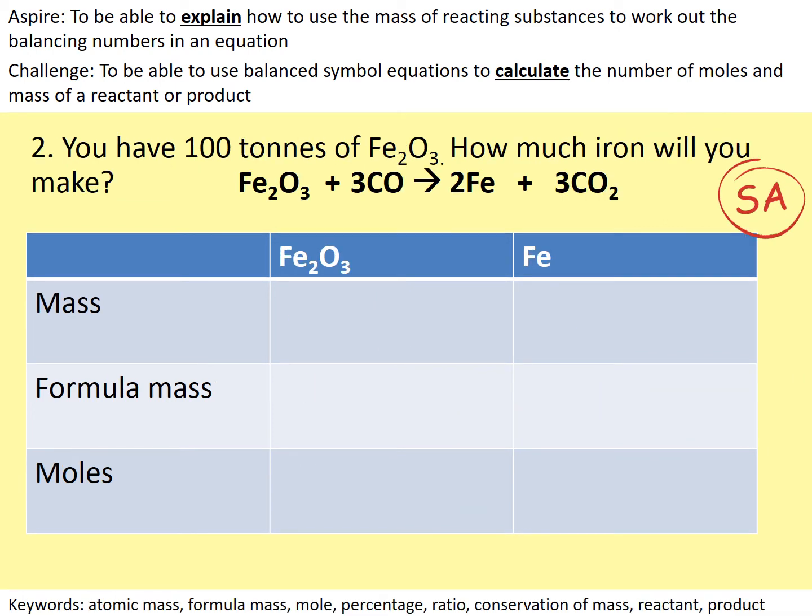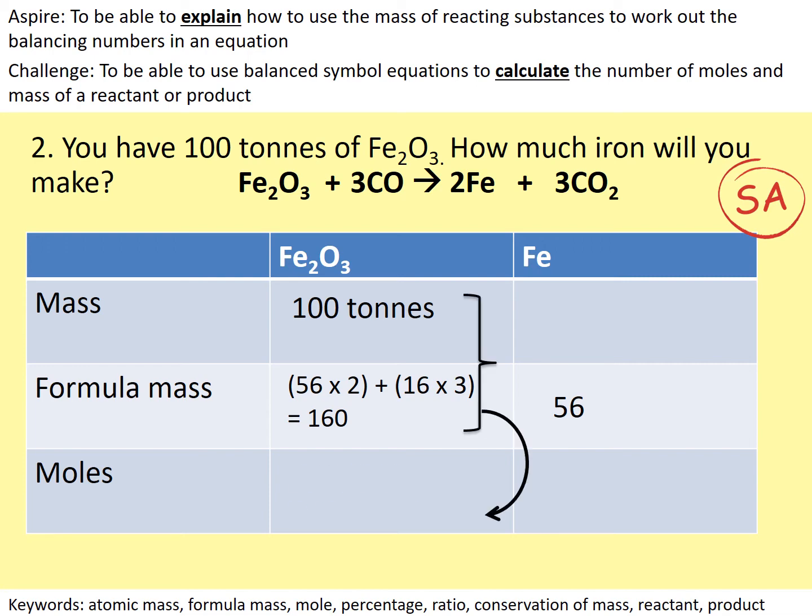Our second one was about iron oxide reacting with carbon monoxide. So again, in this case, we have got 100 tonnes of our iron oxide. We have got a formula mass of 160, and for the iron, the atomic mass is 56. The number of moles, we're just going to ignore the tonnes for now, and we're going to say that it is 100 divided by 160, and it comes out as 0.625 moles. It's a little bit of a cheat this, but it works.